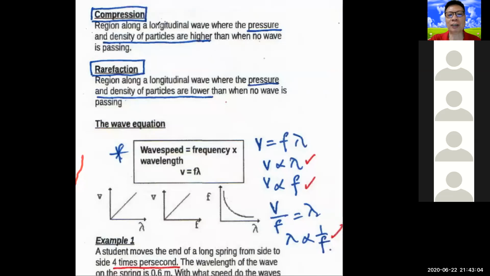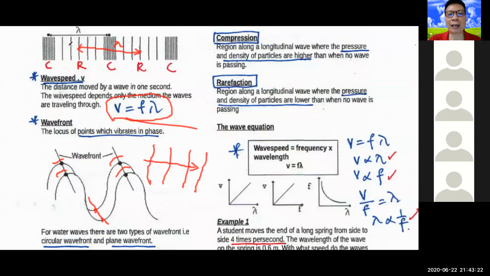Okay, compression. Compression means compress. In a longitudinal wave, it is the region where the pressure and density of particles are higher when they compress. You see this diagram, this part is compressed. When you look at here, horizontally, the pressure and density of particles are higher. At here, the pressure is higher because all the molecules come closer. Pressure higher, particles very close, so it's higher density.